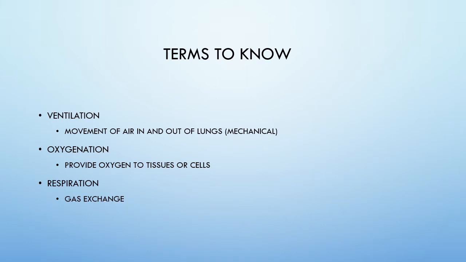External is just what it sounds like. It's the exchange of oxygen and carbon dioxide from an external source, air in the lungs, to the capillaries. And we're going to talk more about that in detail. Internal respiration happens between the capillaries and the tissue. So those are the 2 types of respiration.